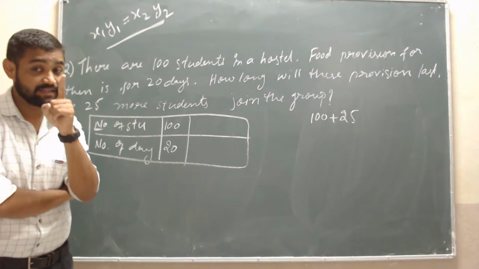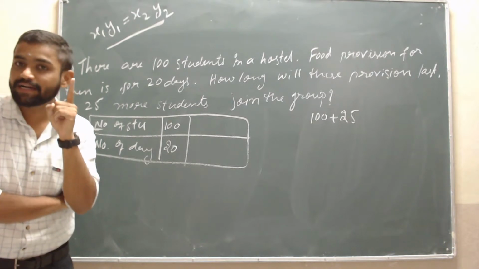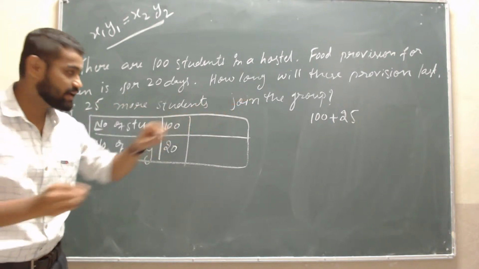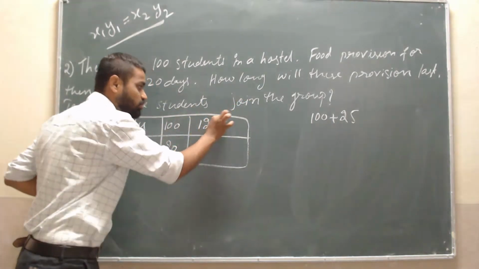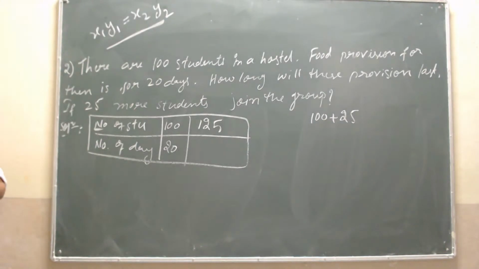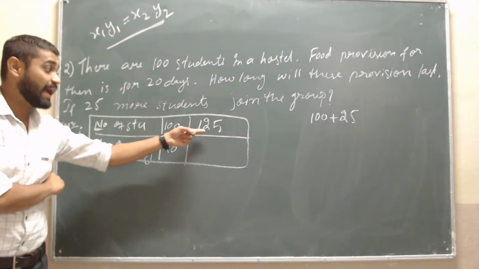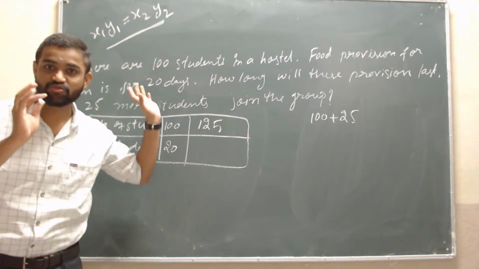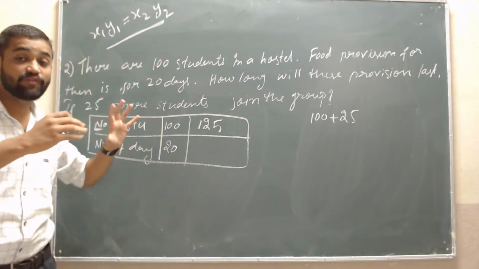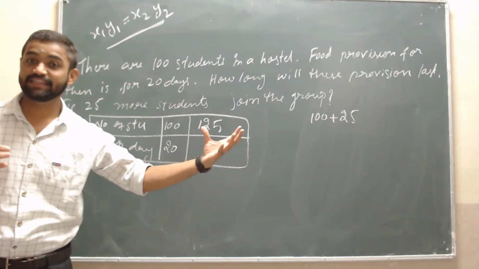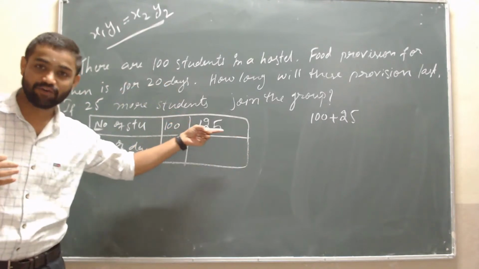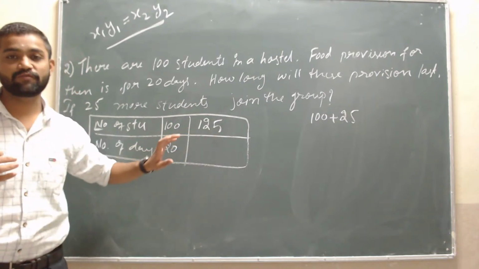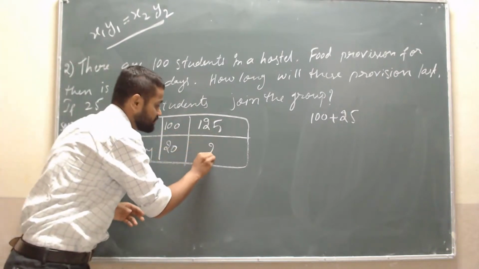125 students. There will be 125 students, isn't it? 100 plus 25 is 125 students, isn't it, children? Why have I written 125 here? Because first 100 students are there, and at last we are joining 25 students. Then the total students will be 125. Then how many days will that food provision last? That we have to calculate.